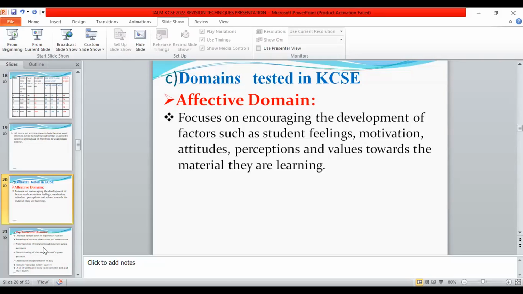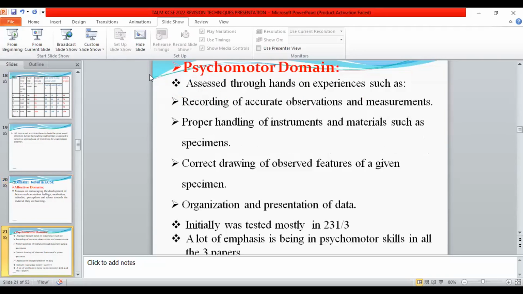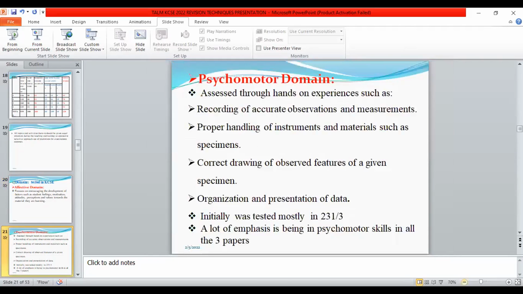The next domain, which has been tested and where there are some changes that have taken place in the testing, is the psychomotor domain. Previously, from 2016 backwards, it used to be tested only in biology paper 3. Today, it is assessed in all the papers through, for example, recording of accurate information and measurements. It may be an experimental setup that they have been given.